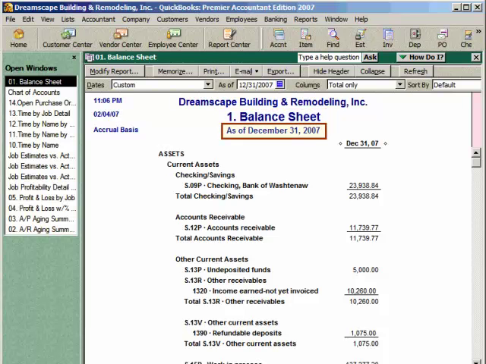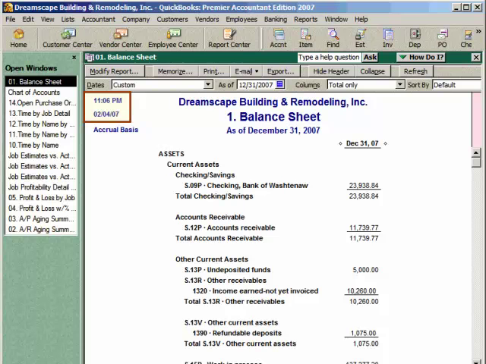Underneath that's the date. The balance sheet's an X-ray view of the health of your business as of one particular date. The convention is to prepare these reports nearly always on the last calendar day of the month, and we see in this case that we're looking at December 31st.